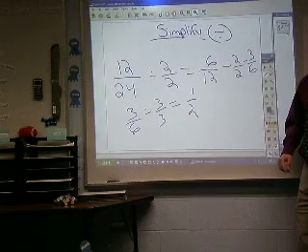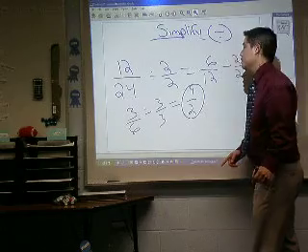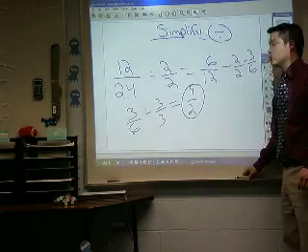Either way you do it is fine, but you have to get the fraction 12/24 to simplest and smallest form, which equals 1/2.